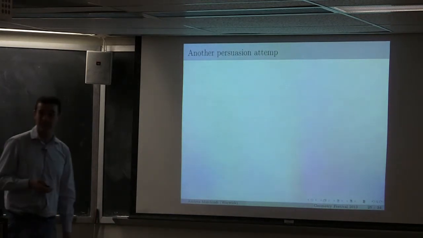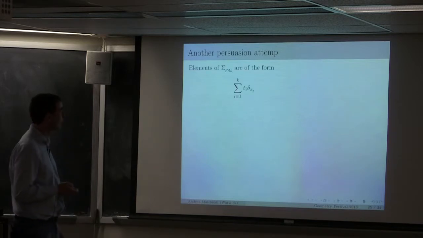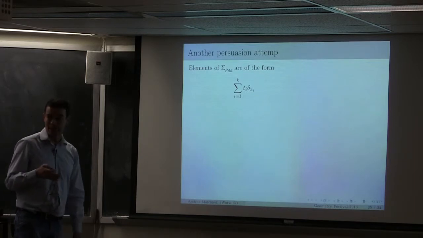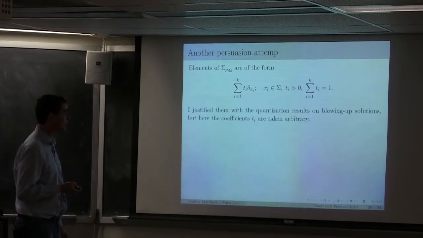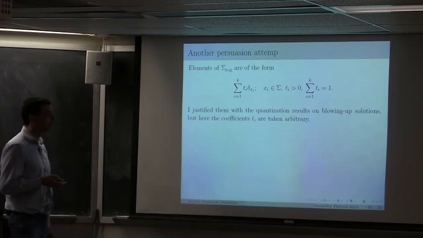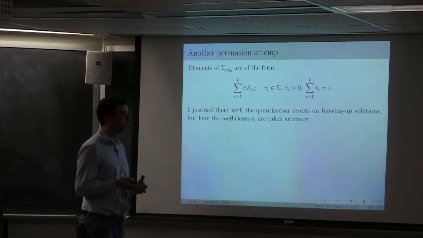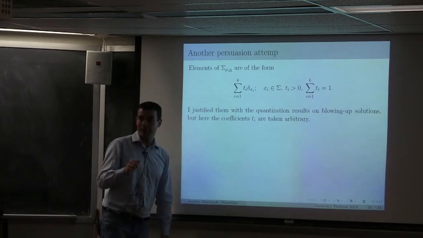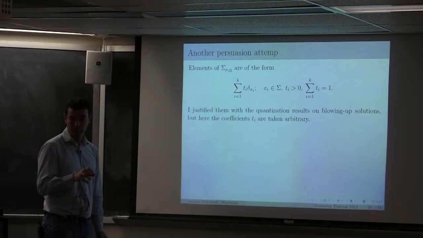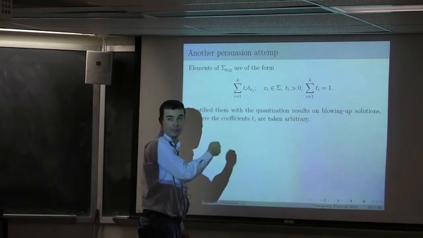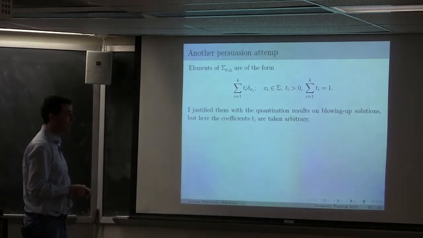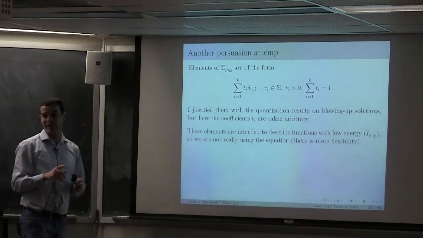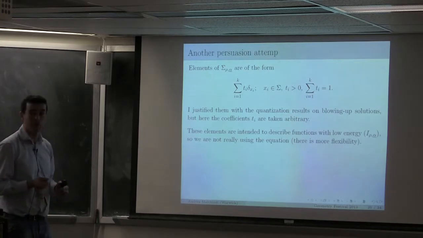So this is another persuasion attempt, to try to convince you that this set is natural. As I said, you can write elements of sigma rho alpha in this form, as weighted sums of Dirac deltas, which are normalized. And I justified this set looking basically at the quantization results for blowing-up solutions. Okay. So you know that a blow-up solution at a regular or singular point carries a fixed amount of curvature. While here, we're putting some real weights in front of these Dirac deltas, so I'm taking the weights to be arbitrary. But in fact, I'm not claiming this holds for solutions, but only for functions with low energy, in a sense. Okay, so there should be more flexibility.